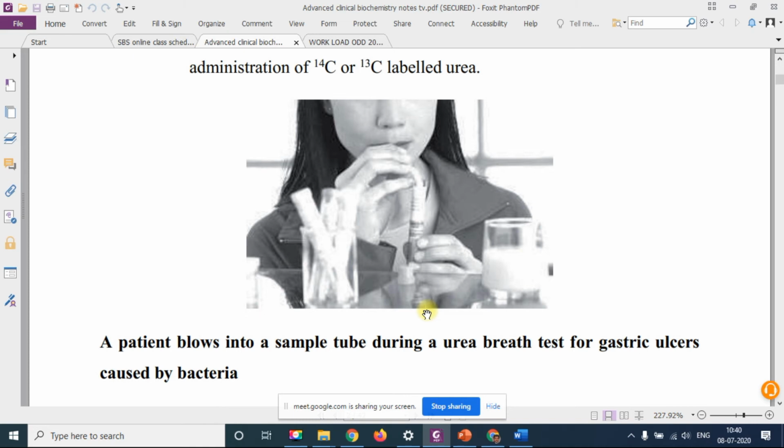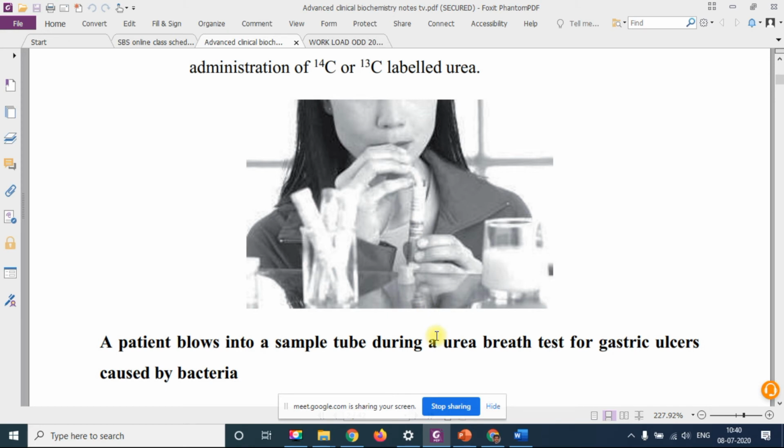you can identify whether the patient is H. pylori positive or negative. If it is positive, that will give the breath signal. If there is more signal, that means the patient is suffering from a chronic ulcer caused by H. pylori. Based on intensity also we can do it.